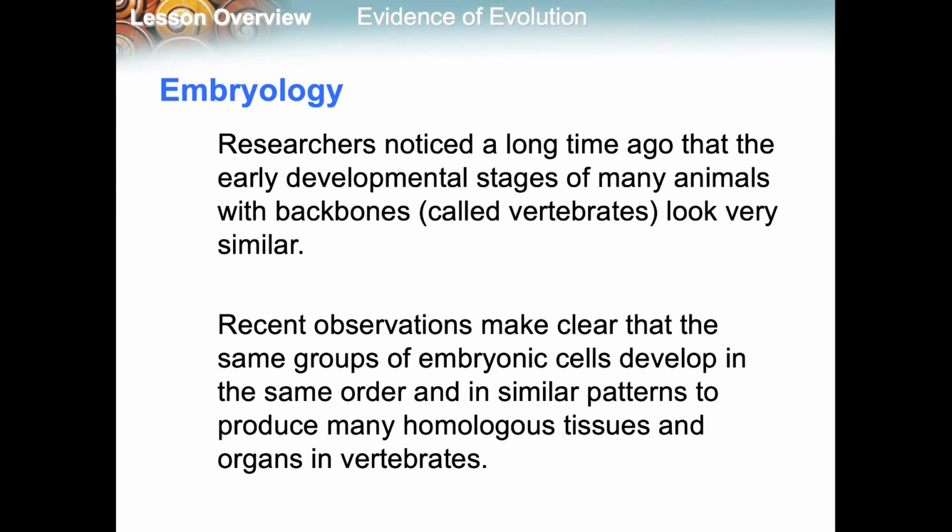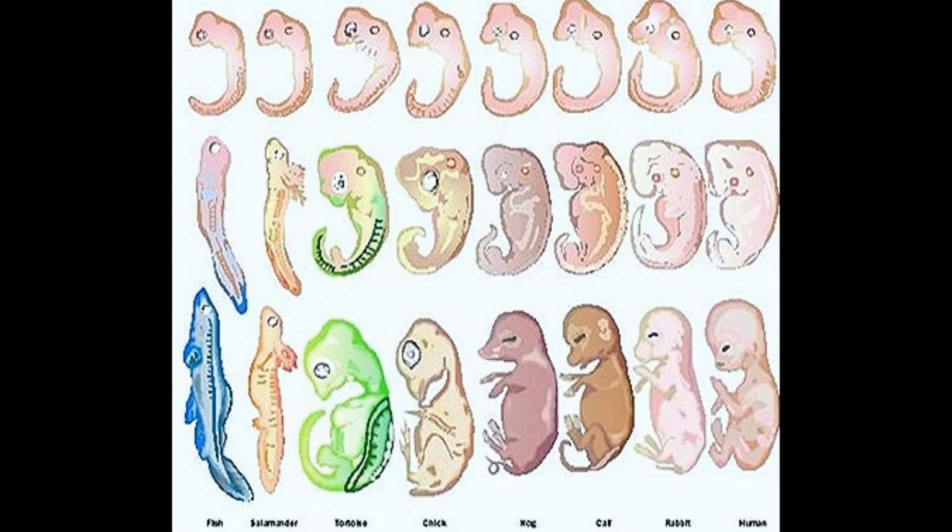Now, embryology is the study of embryos. So researchers noticed a long time ago that the early development stages of many animals with backbones, so those with vertebrae, look very similar. I'm going to show you guys a picture of what they look like in just a minute. It shows that all these embryonic cells develop in a similar order and similar patterns. So here we have embryology.